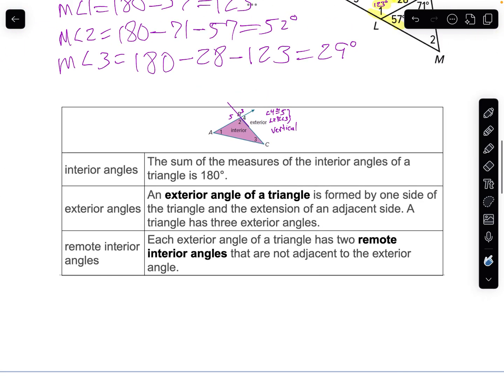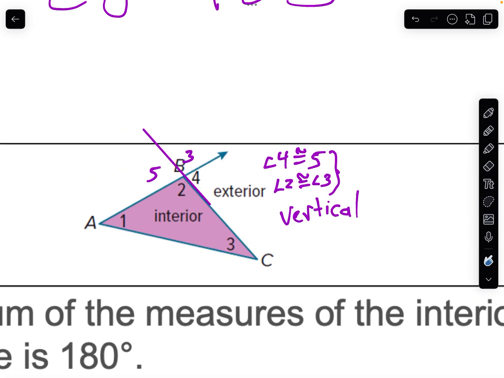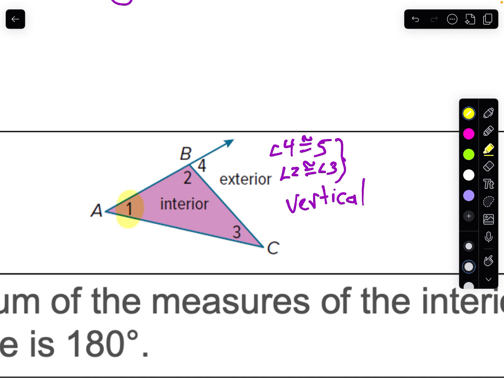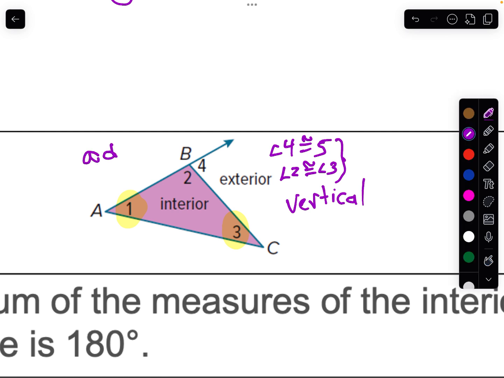Okay, and then a remote interior angle. I'm going to erase what I did here so we can talk about it. Remote means not next to. So what angle inside is not next to angle 4? Angle 1 and angle 3 are called remote interior angles. And we should understand that angle 2 would be adjacent because it's next to. We did that in your warm-up problems.